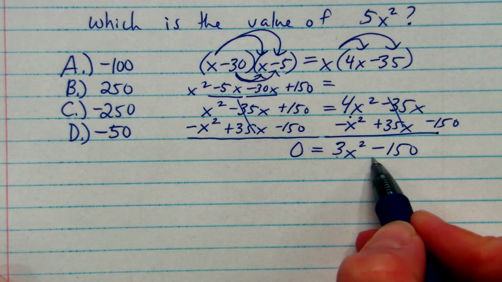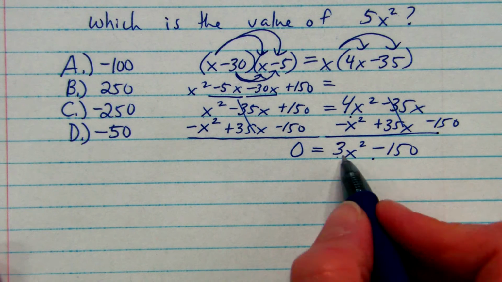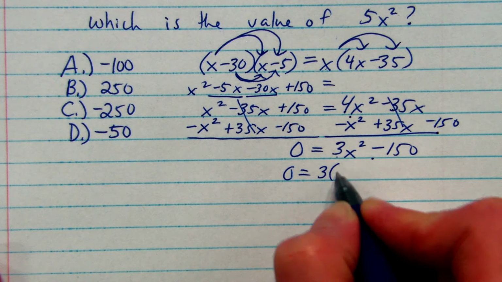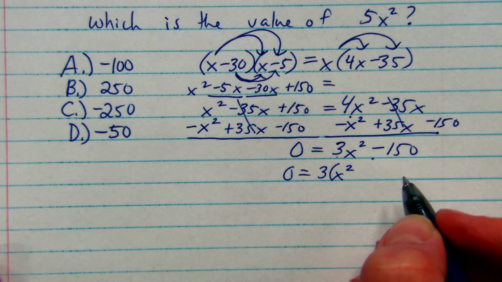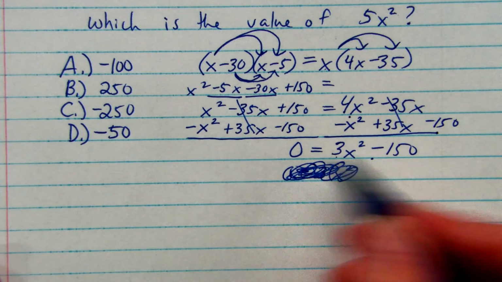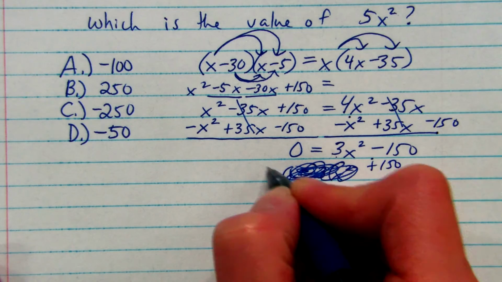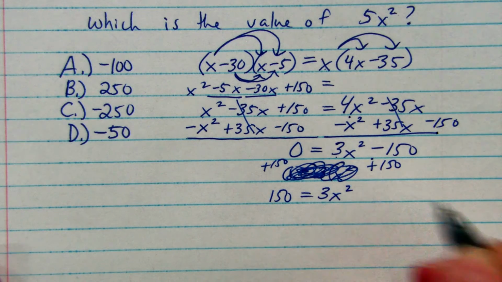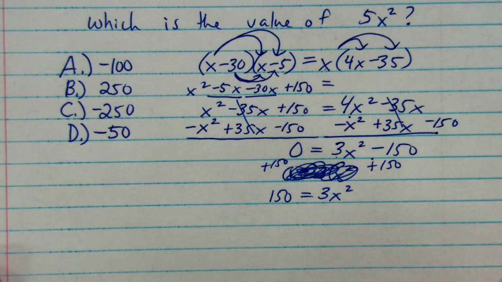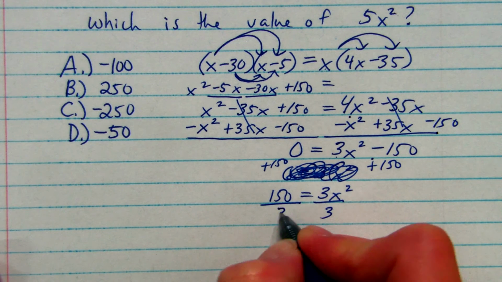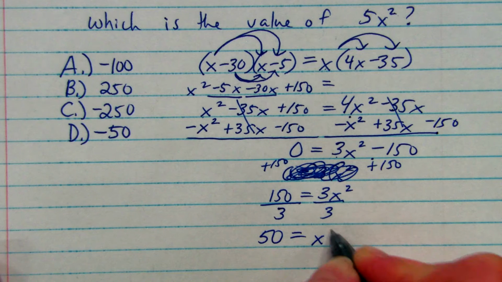So it's nice that we don't have that middle term, because that means we could factor this a little differently. I'm going to start by taking a 3 out of both terms. I'm sorry, I'm not going to take a 3 out of both terms. What I'm going to do is add 150 to both sides. So 150 equals 3x squared. So instead of factoring, I'm just going to rearrange the equation. Sorry for any confusion on that. And then I will divide by 3, and I get 50 equals x squared.